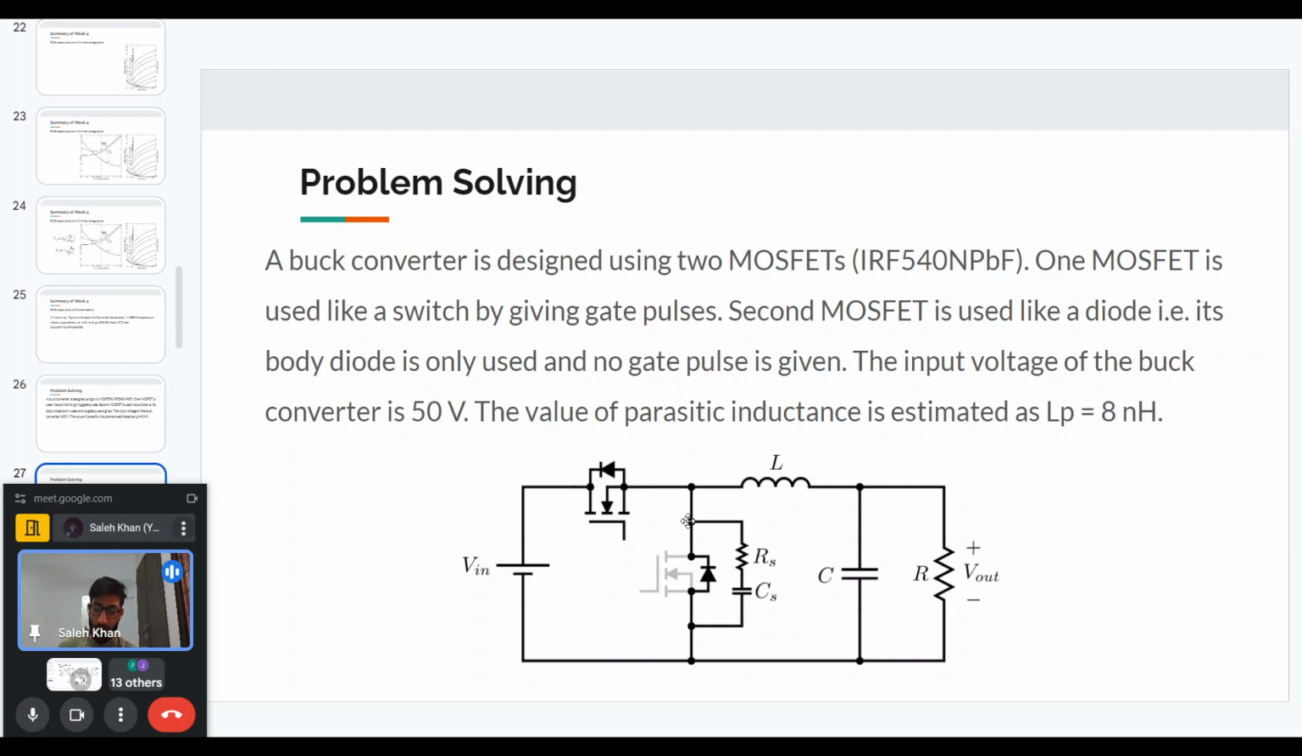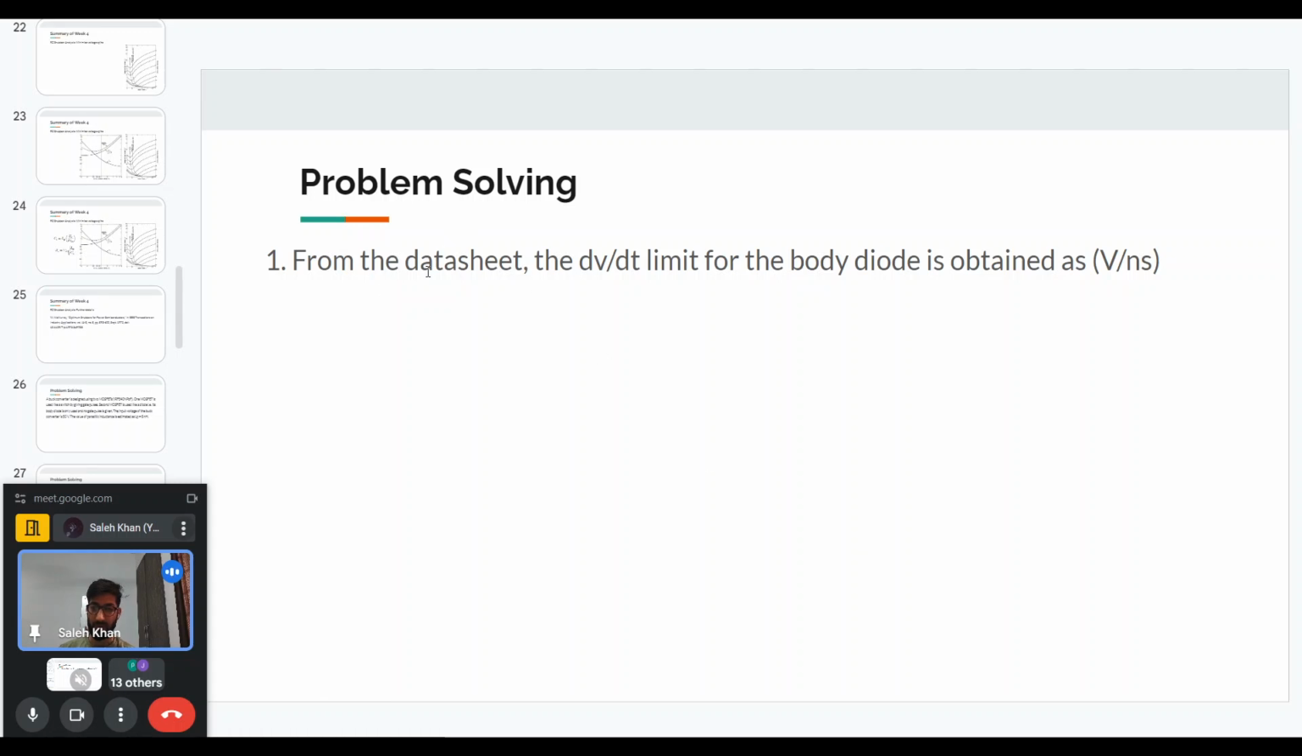And across the low side device, the diode one, we will have the RC snubber, and we'll have to find out the values of all these things. So the first question regarding this setup is from the data sheet. That is the data sheet of the MOSFET. The MOSFET part number is given. The DVDT limit for the body diode is obtained as what? So this is the question, and we have to give it in the units of volts per nanosecond.